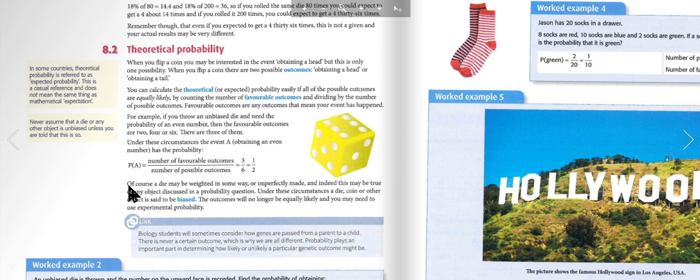Of course, a die may be weighted in some way or imperfectly made, and indeed this may be true for any object discussed in a probability question. Under these circumstances, a die, coin, or other object is said to be biased. The outcomes will no longer be equally likely, and you may need to use experimental probability.